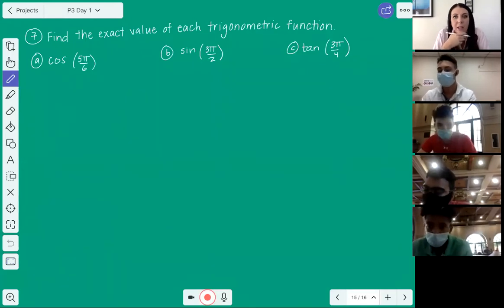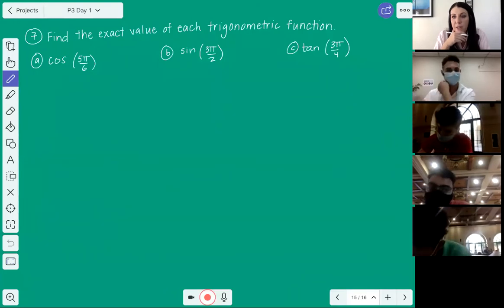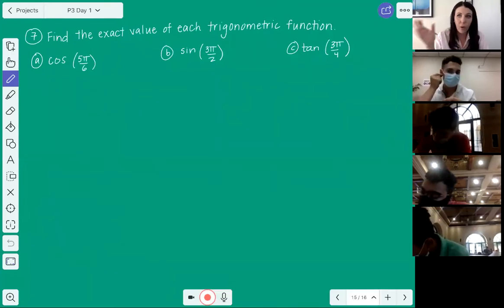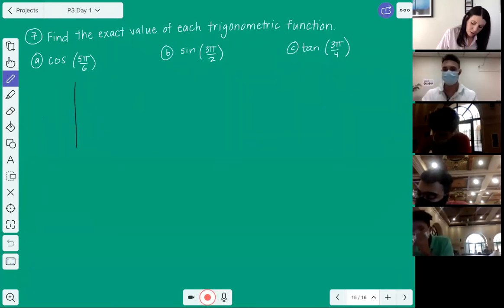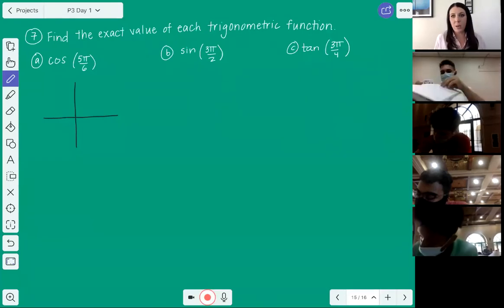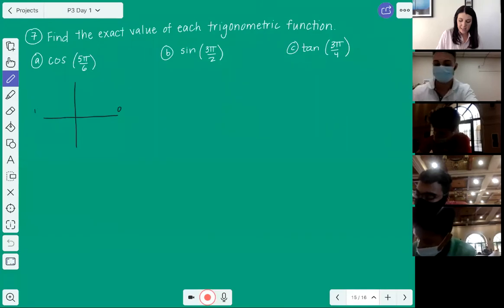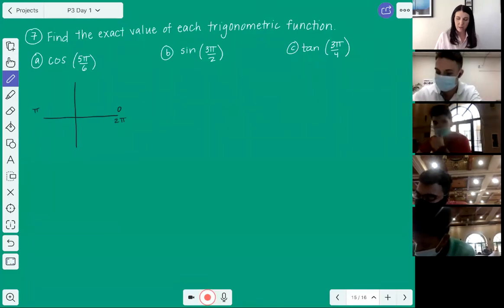Find the exact value of each trigonometric function. So this says cosine of 5 pi over 6. Here's what I want us to do. If you guys remember how we came up with our reference angles yesterday, we didn't draw the whole unit circle. What we did was we started with, and please do this in your notes right now, just an x and a y axis.